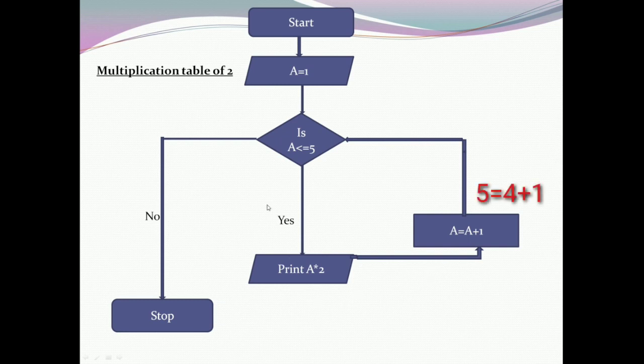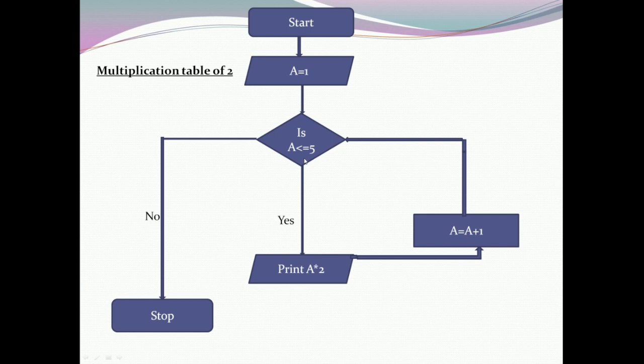Now the value of A is 5. Now let's check the condition, is A less than or equal to 5, which means is 5 less than or equal to 5. Here 5 is equal to 5. So we will go to Yes, and we are going to print A into 2, which means 5 into 2 equal to 10. Again we are going to increase the value of A is equal to A plus 1. Currently the value of A is 5. So 5 plus 1, 6 is the current value of A.